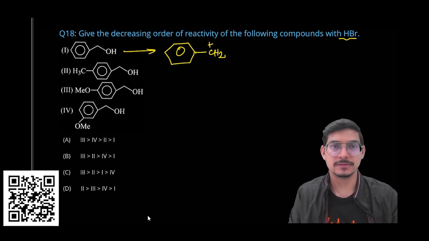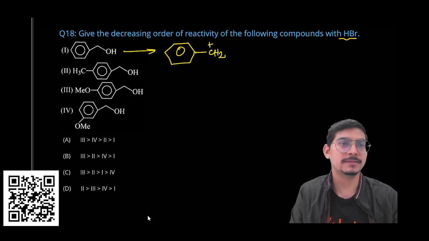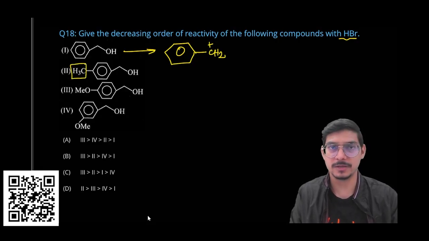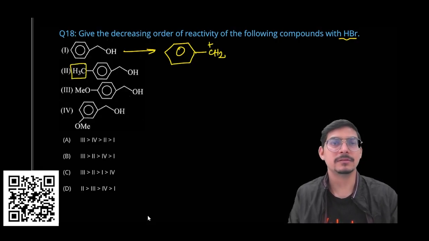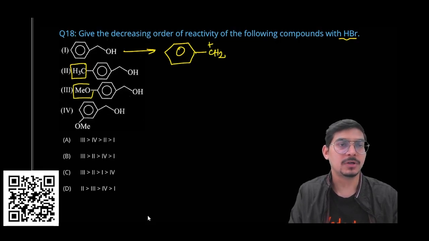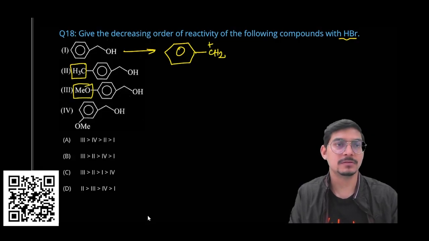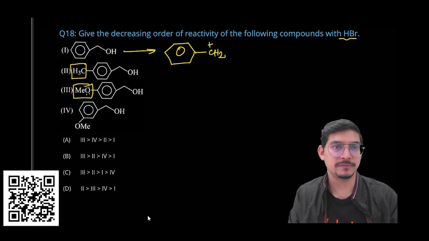In the first case, the carbocation is just benzyl. In second, we also have a methyl group joined to the para position, which increases the stability of this carbocation through inductive and mainly hyperconjugation effect. In the third case, we have a methoxy group because oxygen carries 2 lone pairs of electrons. So the methoxy group shows positive mesomeric effect and it increases the stability of this benzyl carbocation more than methyl.